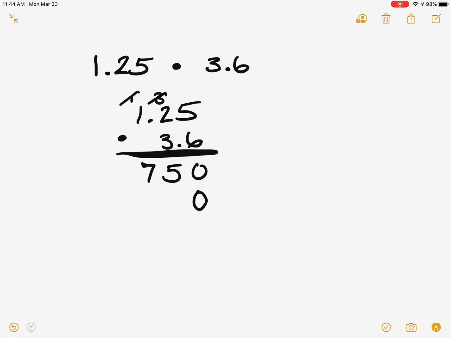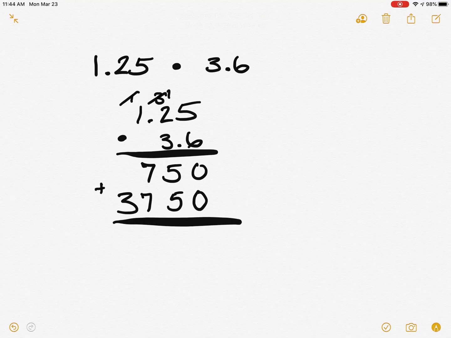So now I have 3 times 5 is 15. 3 times 2 is 6, plus 1 is 7. And then 3 times 1 is 3. Okay, so I have this, I'm going to add it now.